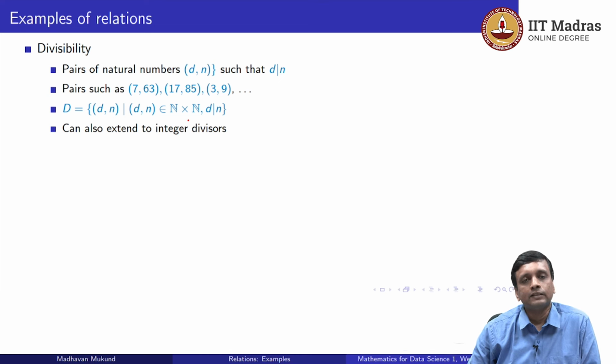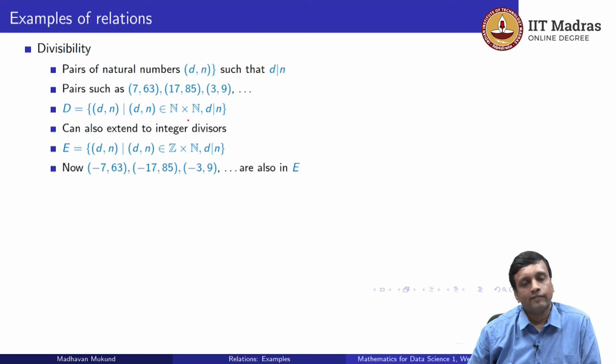Now this is the relation on pairs of natural numbers, so we only get positive divisors. If we extend it to integers, right, then we will get even negative divisors. We know that minus 7 times minus 9 is also 63 because the two negative signs will cancel out. So if we extend the generating set from n to z, from the natural numbers to the integers, then we get a larger set of divisor pairs, right. So we get minus and plus elements for the same pairs that we had in the original relation.